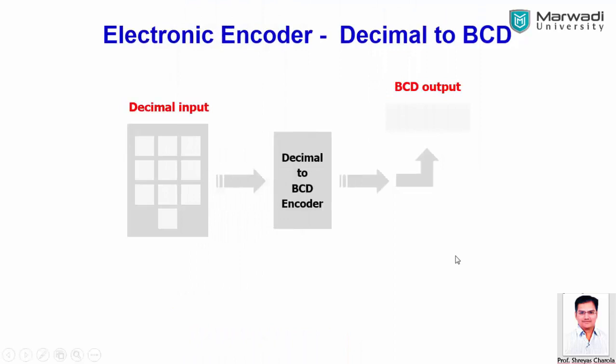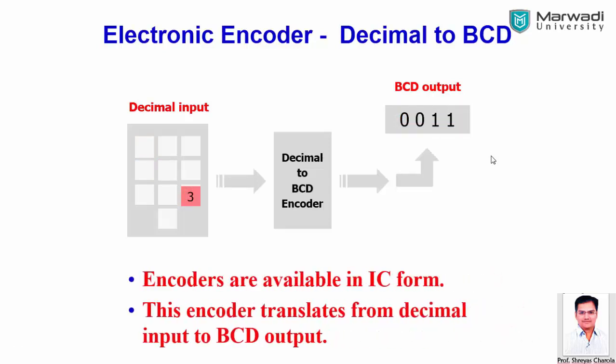So what is the application of converting a decimal number into a BCD number? Let's suppose I want a decimal calculator over here. I have a decimal to BCD encoder IC which will convert the decimal number into the BCD number, and it will be able to display over here. If I press 0, the BCD output will be 0000. If I press 5, the output will be 0101. If I press 7, the output will be 0111. If I press 3, it will be 0011. Encoders are available in the form of ICs. The encoder translates from decimal input to BCD output. This is one of the applications of decimal to BCD.